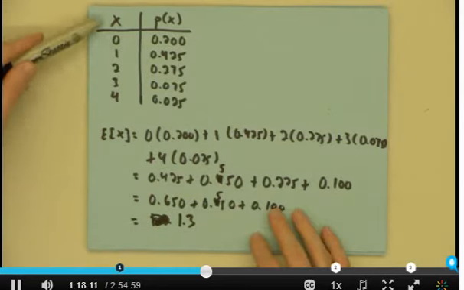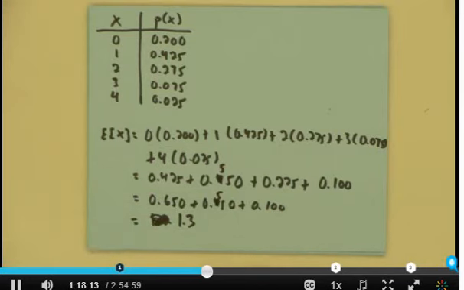What that means is, if I were to pick a random student in the class and ask how many siblings they had, and I did this over and over and over again, in the long run, I would expect the average response to come out to 1.3. That's what the expected value here tells me. Okay.